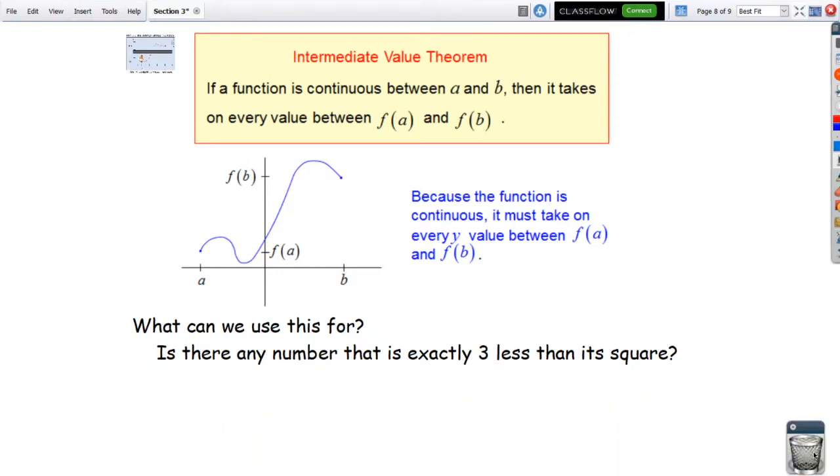Is there something we could use this for? Yeah, sure. Is there any number that is exactly 3 less than its square? And the answer is, I don't know. So write down this question. I'm going to switch over to my document cam because I don't think I have enough room down here to write. I'm going to write the answer on my document cam.